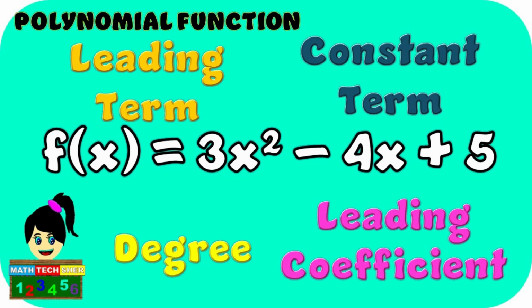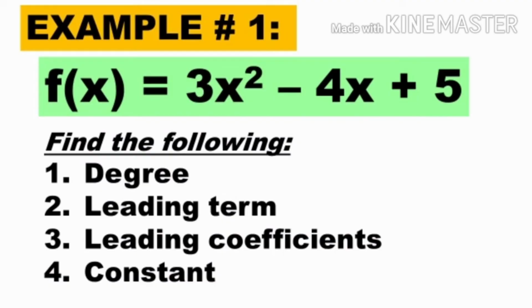Okay, hello everyone. So in this video, we are going to identify or determine the degree, the leading term, the leading coefficient, and the constant term of the given polynomial function. Example number 1, f of x equals 3x squared minus 4x plus 5. So find the following: the degree, the leading term, leading coefficient, and the constant term.